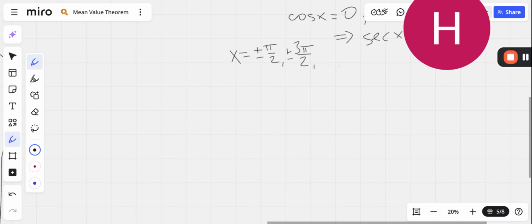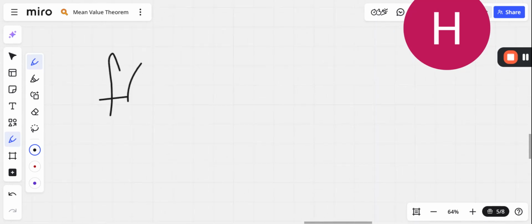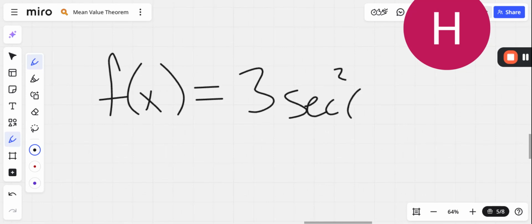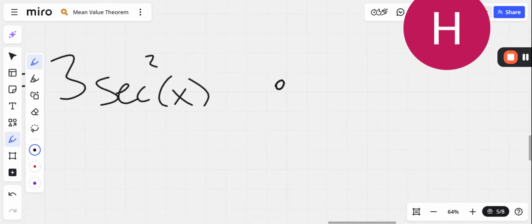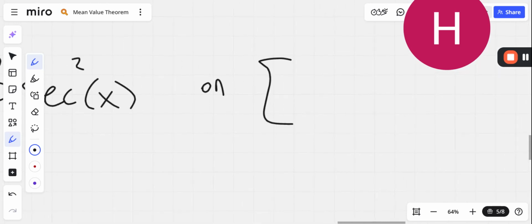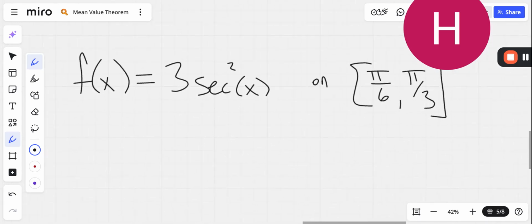Okay, so because of that, let's not just not do a problem. Let's change the interval to one that is reasonable for us to use the mean value theorem. So let's say f of x equals 3 secant squared again. But we're going to look at the interval from maybe pi over 6 to pi over 3. Okay, so how do we set this up? First, we have to confirm that this doesn't cross any spots that have sharp corners or any spots that have domain restrictions. And we're good. We don't have to worry about that here.